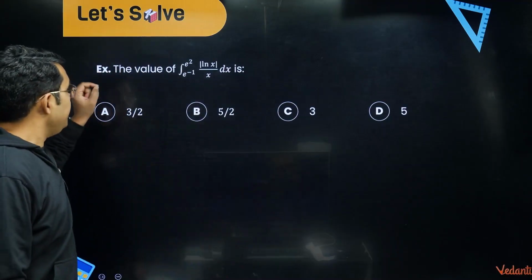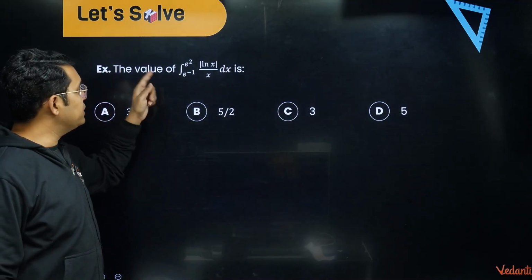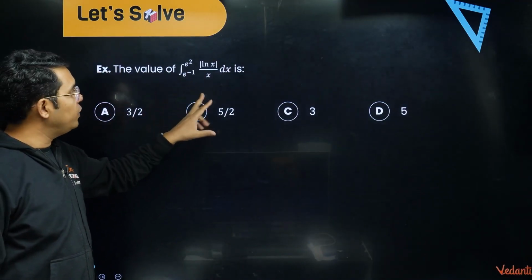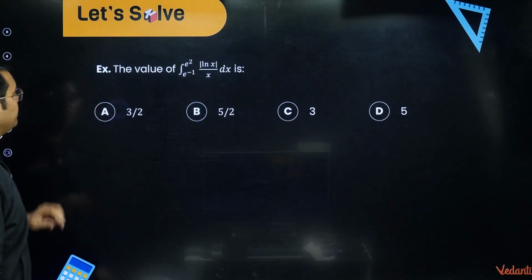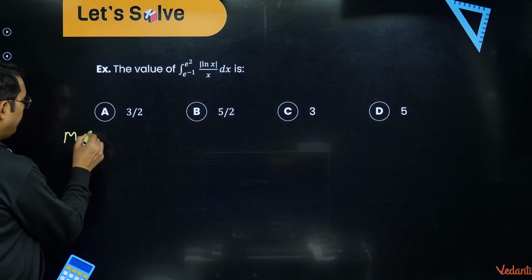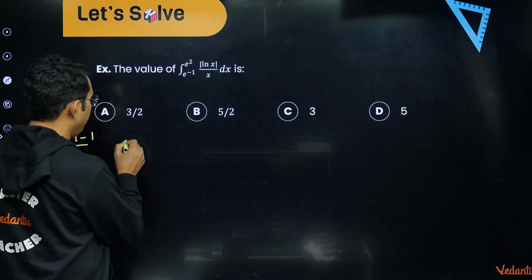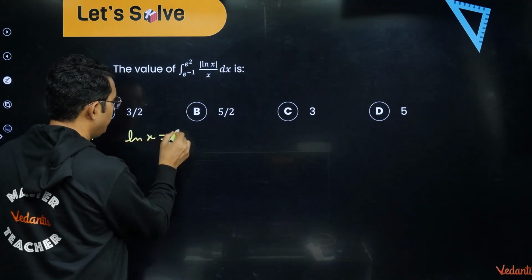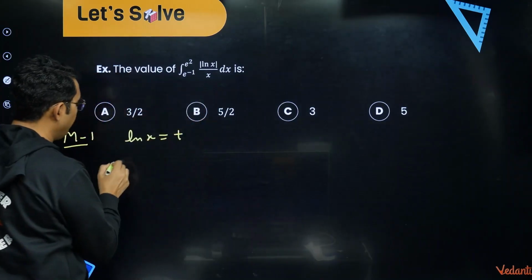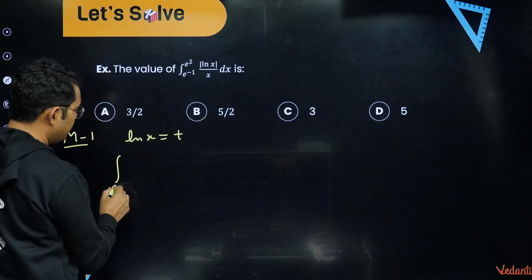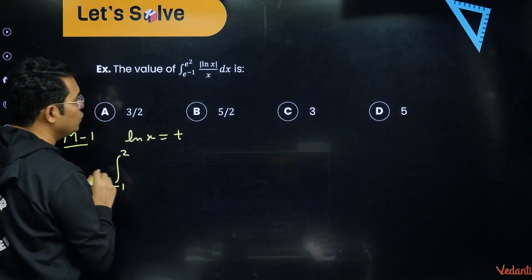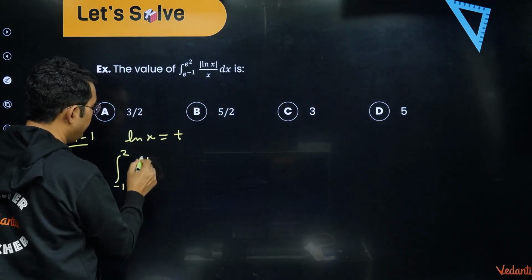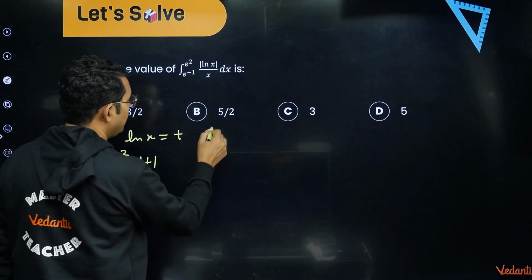This question says the integration from e power minus 1 to e square of mod ln x upon x dx. I'll tell you two methods of doing this question. Method 1 is that you take ln x as t. Then the e power minus 1 limit will change to minus 1, the e square limit will change to 2, and this will be mod t.